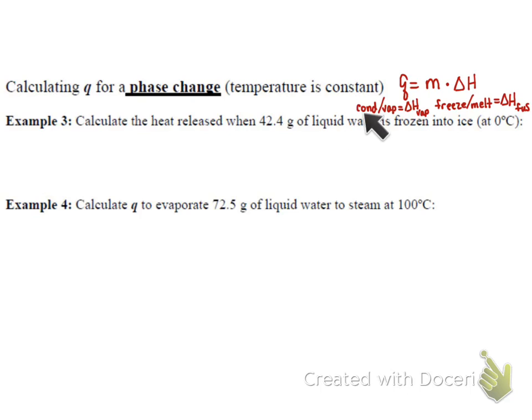If we're talking about condensing or vaporizing, we're going to use the delta H of vaporization, or delta H of vape. If we're talking about freezing or melting, we use the delta H of fusion. So make sure that you know what phase change and that you use the right one. So in this example, calculate the heat released. So it's going to be released by the system when 42.4 grams of water is frozen. So it's going to undergo phase change from liquid to solid, which is freezing, into ice at 0.